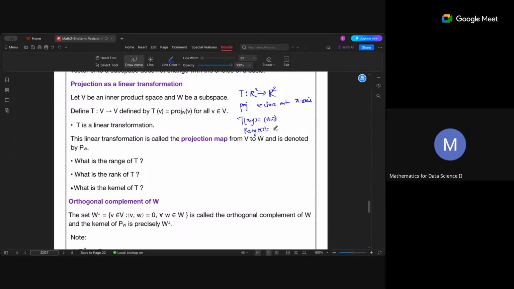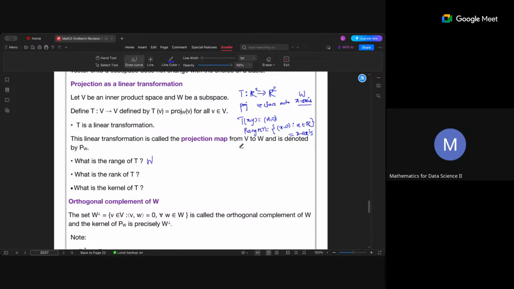The range of T is the set of all x comma 0, right? What is this set? The x-axis. So this is your x-axis, not from 1 to infinity, but the entire x-axis, minus infinity to infinity. So here the range of T is nothing but W.